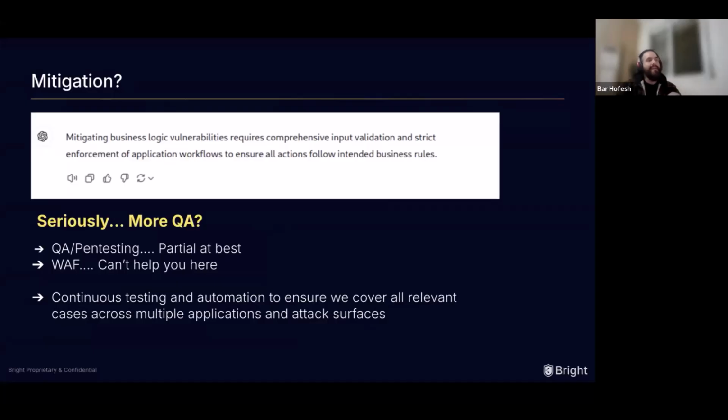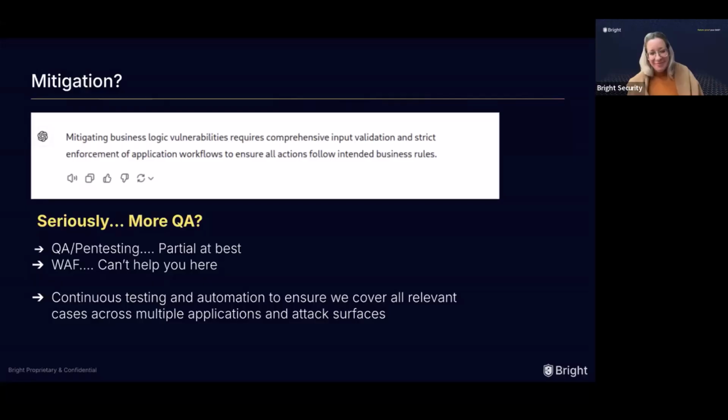So first, I asked ChatGPT because, all developers out there, that's basically our new thing, or everyone's new thing. We asked ChatGPT for answers. And as a developer, I went to ChatGPT and I'm like, okay, how do I mitigate business logic vulnerabilities? And the answer is a very laconic one. Mitigating business logic vulnerabilities requires comprehensive input validation and strict enforcement of application workflows to ensure all actions follow intended business rules.